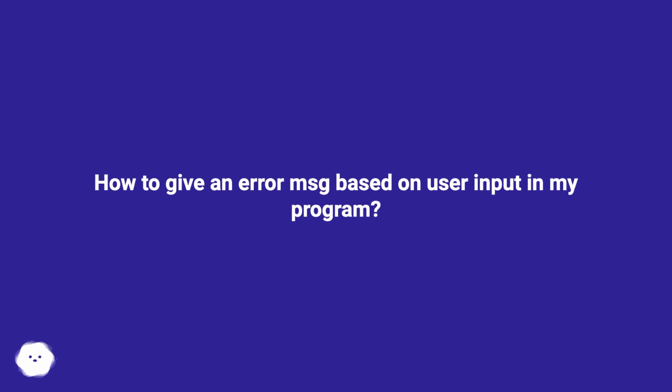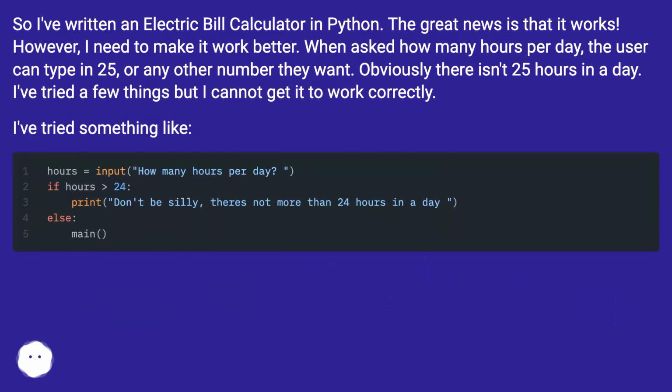How to give an error message based on user input in my program. So I've written an electric bill calculator in Python. The great news is that it works. However, I need to make it work better.